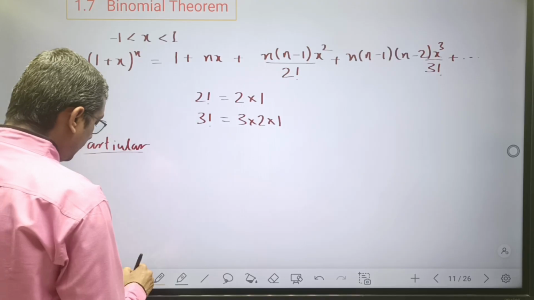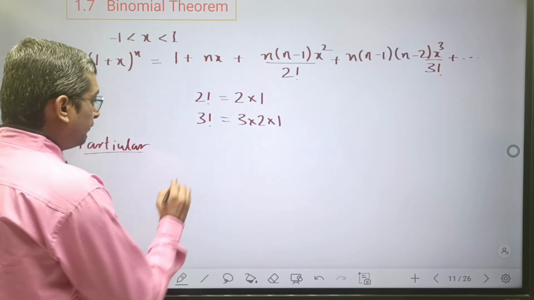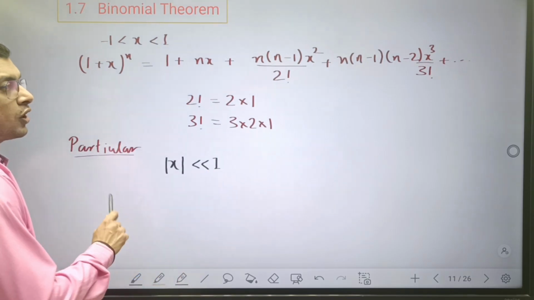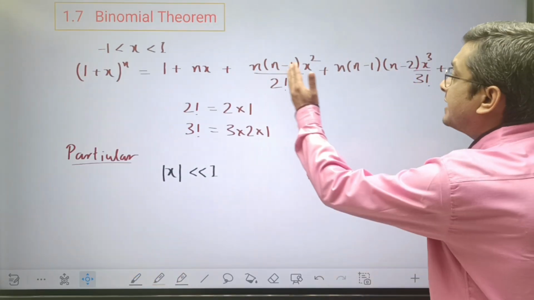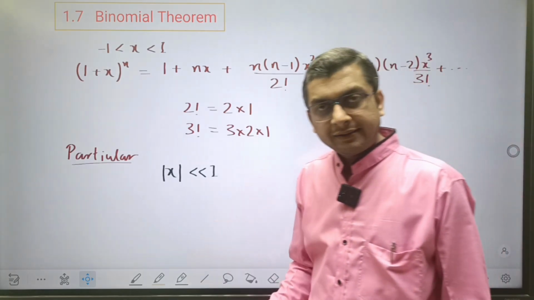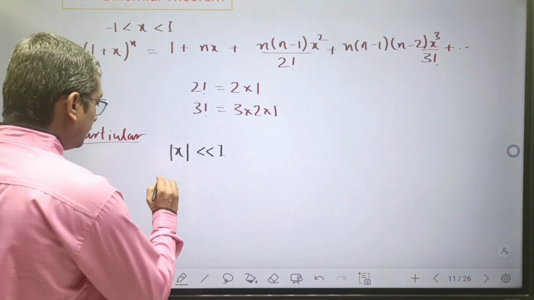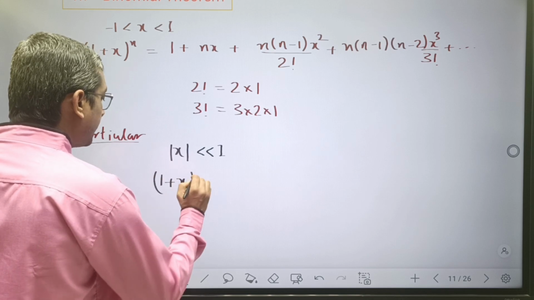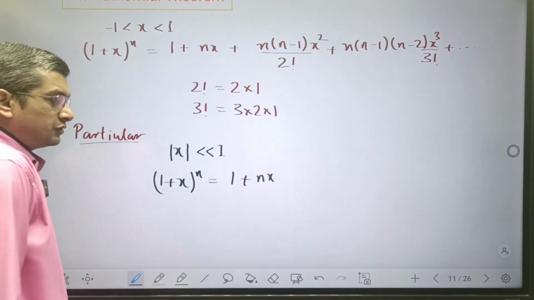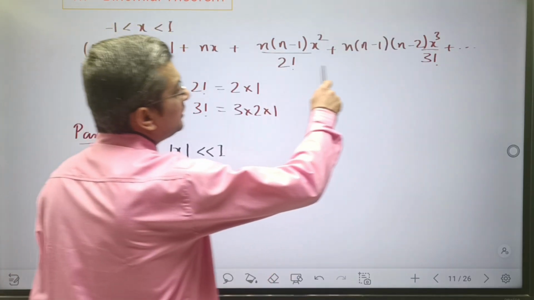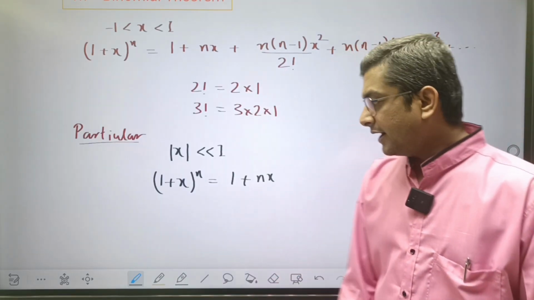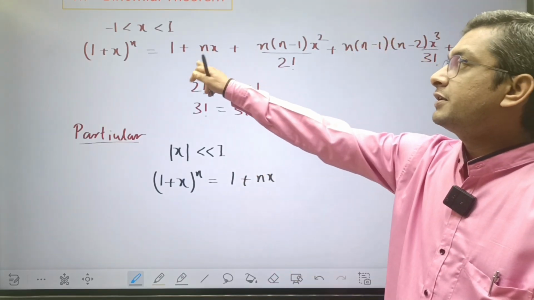The particular formula you have to use in physics is where the value of mod x is very much less than 1. In such cases, these higher terms, x square, x cube, can be neglected and we are left with (1 plus x) to the power n is equal to 1 plus nx. So this is how we use the formula, and the remaining terms become very small, so they can be neglected and you are only left with the first two terms, that is 1 plus nx.